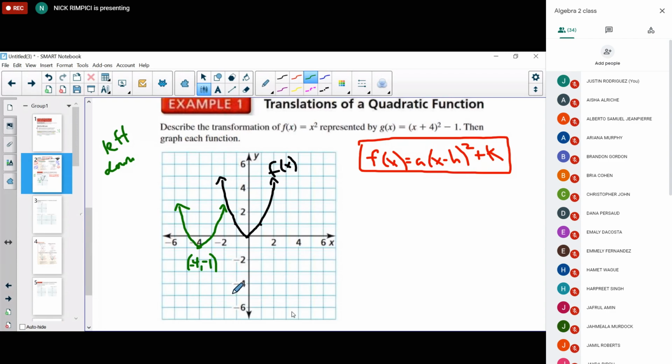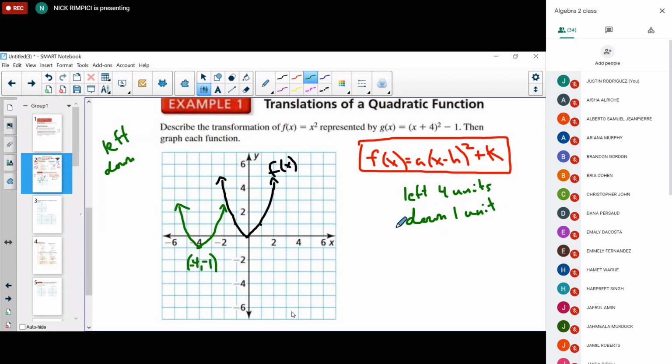So he was correct. This was the correct response. The graph did move left and it did move down. To be exact, it moved left 4 units, and we went down 1 unit. So the claim was accurate. Now the question is why?